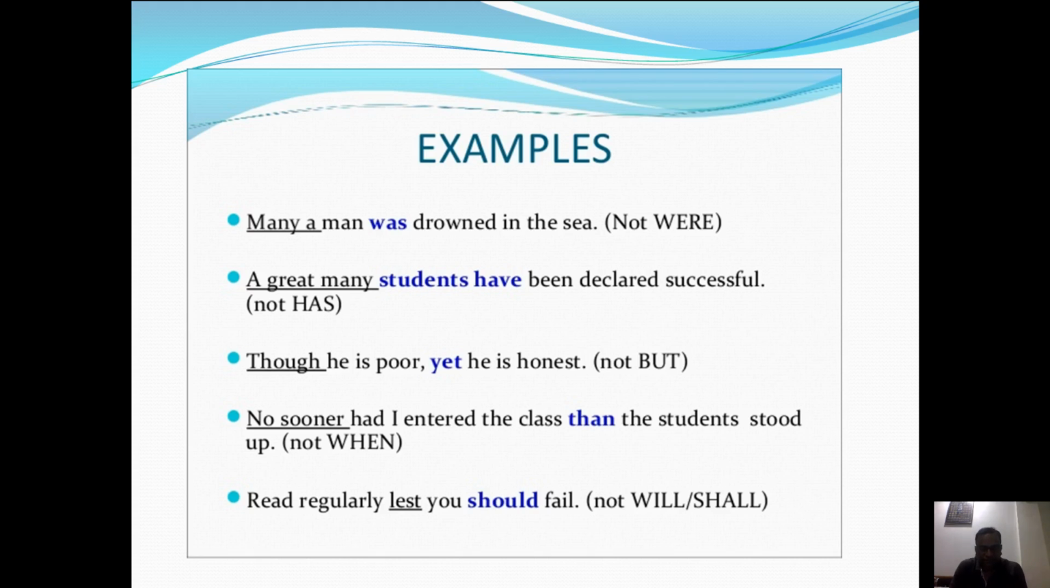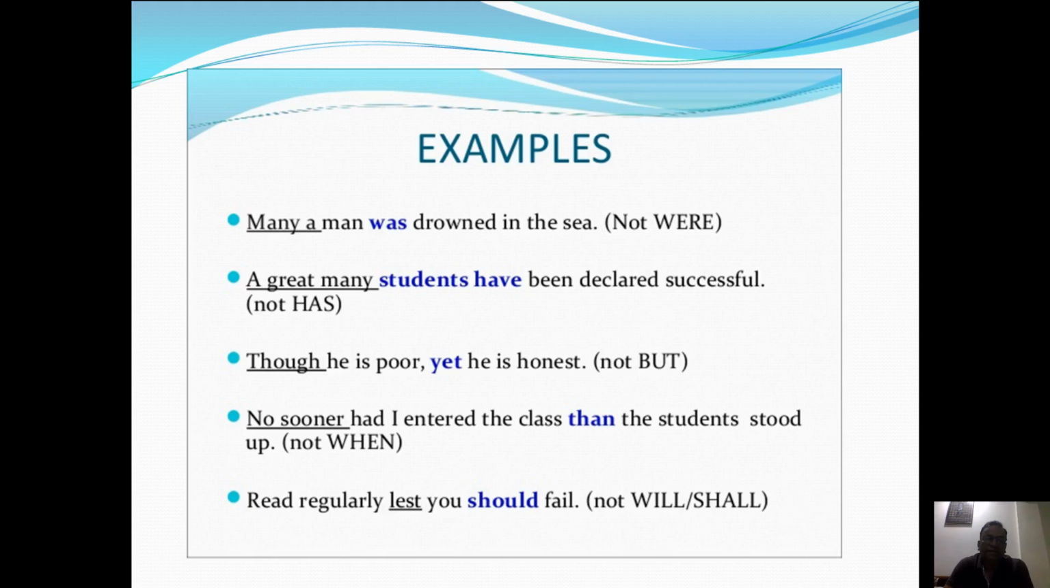Many a man was drowned in the sea, not where. A great many students have been declared successful, not has. Many, that's why we will have to use have, not has.